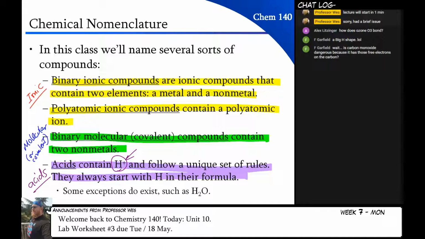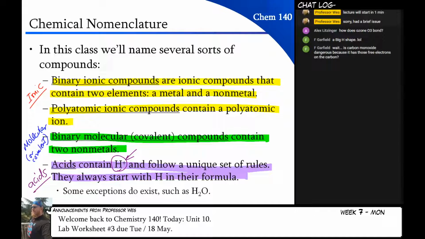If a substance is intended to be interpreted as an acid, the formula will begin with H. Now, there are some exceptions, unfortunately, such as water. In fact, water is kind of a weird exception because water is the limit of what you can call something an acid. If you are a stronger acid than water, you are an acid. If you are a weaker acid than water, you are a base, it turns out.